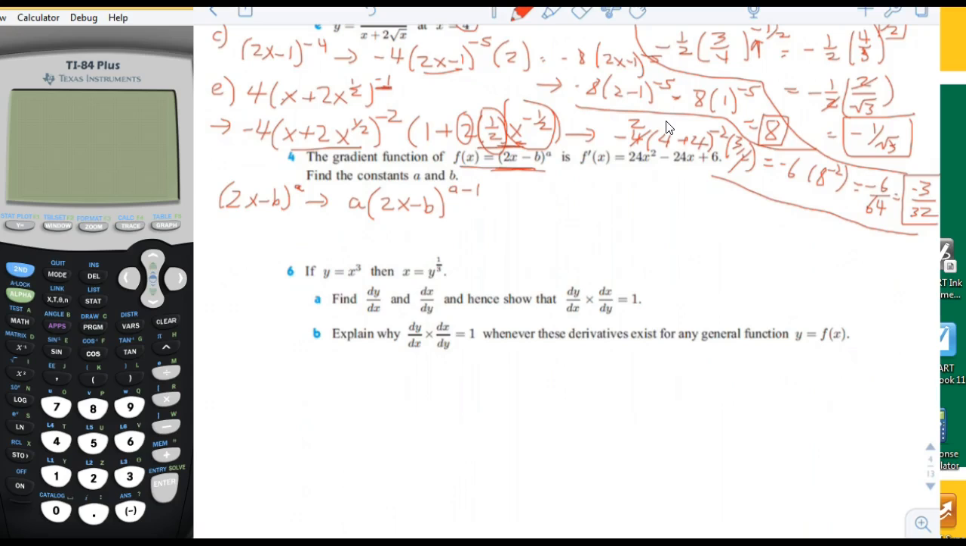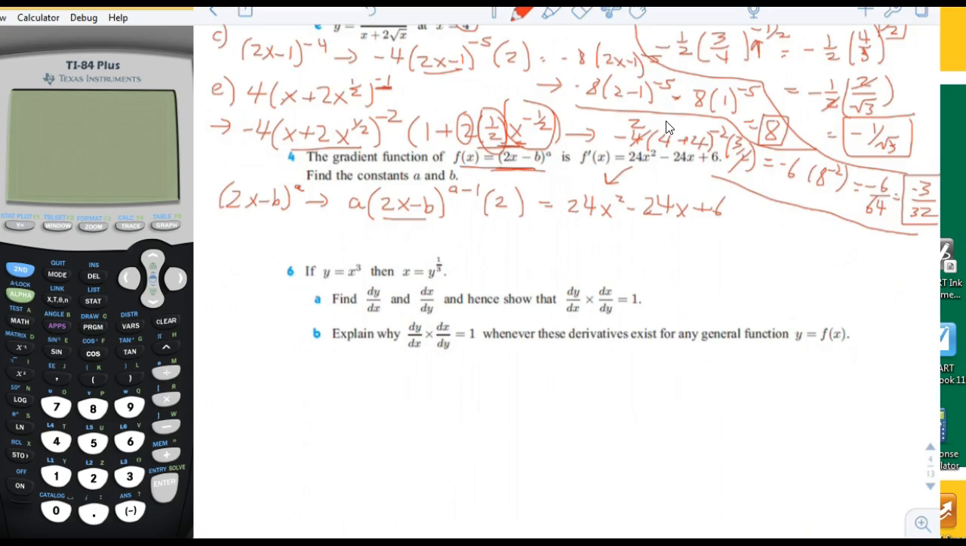And then the other thing I need to do is take the derivative of the inside and multiply it at the end. So it's going to be 2, right? Because the derivative of 2x is 2. The derivative of b, if it's a constant, is 0. And now we can set it equal to that because they said it's the same thing. So this is just a combination of a chain rule problem and an algebra problem.